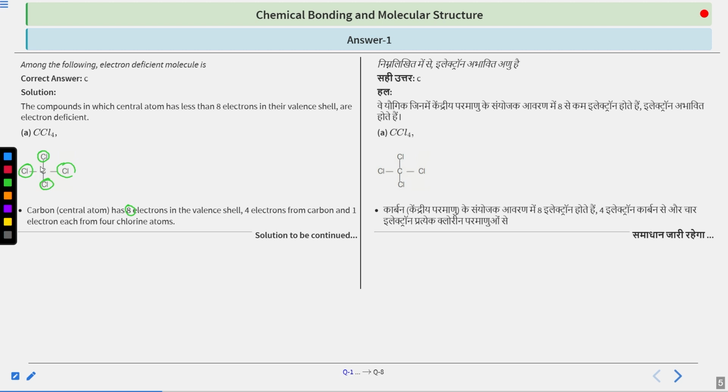and each bond will donate one extra electron to the carbon. So initially it was 4, it is making 4 bonds, and each bond is contributing one more electron. That counts to a total of 8 electrons. The same thing is written here: 4 electrons from carbon and 1 electron each from 4 chlorine atoms, resulting in 8 valence electrons. Clear? Okay, now moving on to the next one.